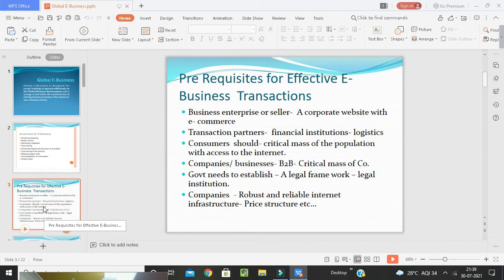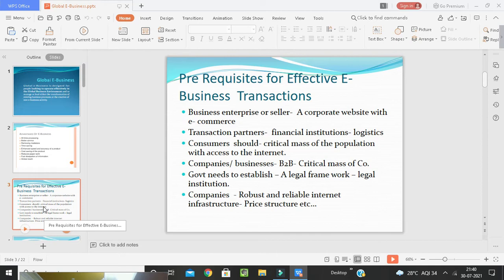The first one is the business enterprise or setup. That means a corporate website with e-commerce, where the transactions of buying and selling of goods can go at the international level. The second thing is transaction partners. That is related to financial institutions, how the payment will be made, and the utilization of electronic funds transfer, debit card, credit card, mobile payments, e-payments, M-payments. All these come under transactions. Not only that, an authentication authority will be there, and logistics services will also be there.